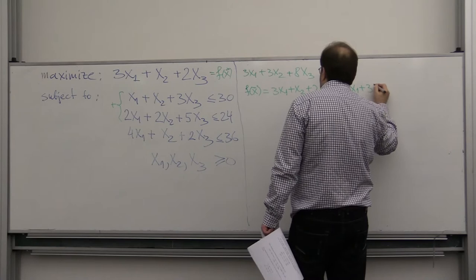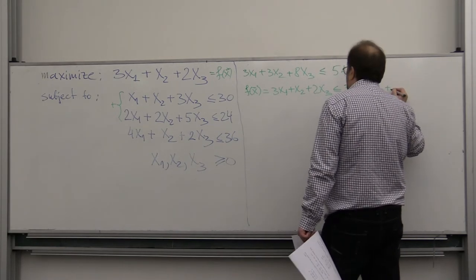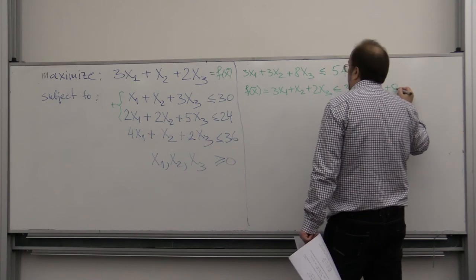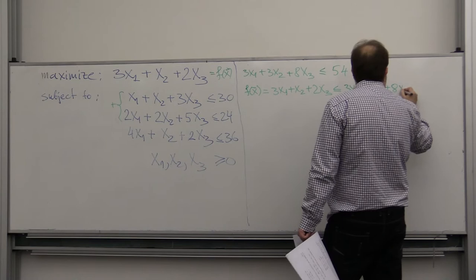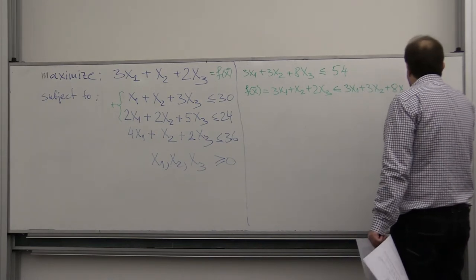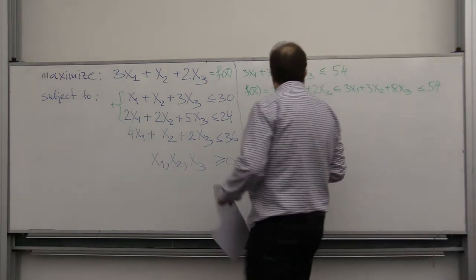3x1 plus x2 plus 8x3, and we saw that this is smaller or equal than 54. Why is this inequality true?